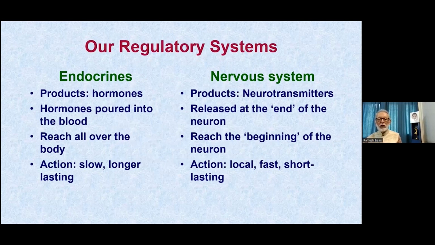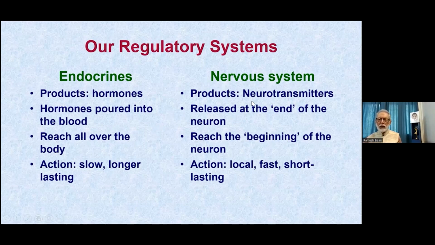Now, here is a comparison of the endocrine system and the nervous system. This is based on rather classical or traditional concepts, which are by and large true, but gradually the boundary between the endocrines and the nervous system, and to some extent also the immune system, is getting blurred. But for the sake of clarity and simplicity, let's start with this. The endocrine glands produce the hormones, whereas the nervous system produces neurotransmitters. The nerve cells, which we call neurons, produce neurotransmitters. The hormones are poured directly into the bloodstream, whereas the neurotransmitters produced by a neuron are released at one end of the neuron, which in turn impinges on another neuron.